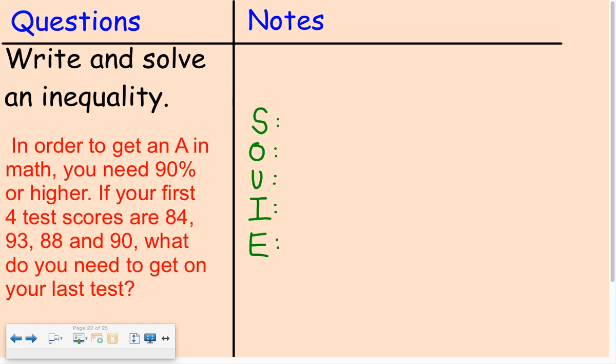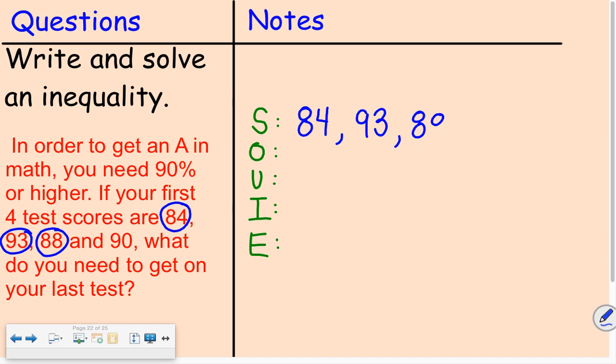Okay, so let's pretend. All right, I took my first test. What did I get? I got an 84. I took my second test. What did I get? I got a 93. I took my third test. I got an 88. I took my fourth test. I got a 90. Okay. What do I need to get on my last test? Let's put a T for test.